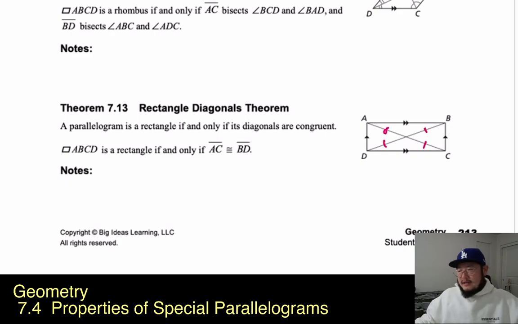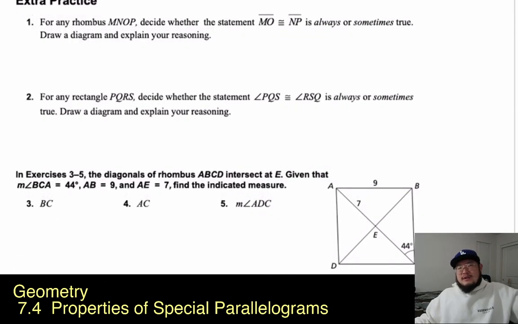Let's take a look at our extra practice. All right, so you have to use some thought. You have to think about all the different characteristics of a parallelogram, from a rhombus to a rectangle to that of a square, to determine whether these statements are always or sometimes true, and then we can draw a diagram to explain the reasoning. So for any rhombus MNOP, decide whether the statement MO is congruent to NP. Is that always or sometimes true? And then we go and draw a diagram. The diagram is probably the best way for us to start off.